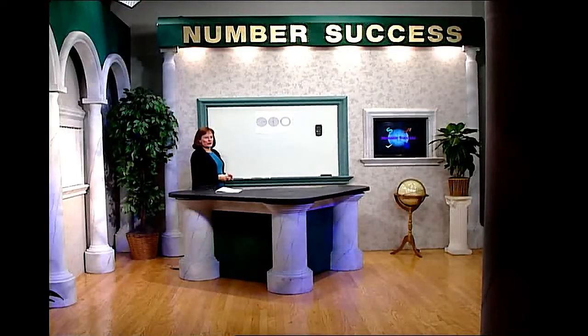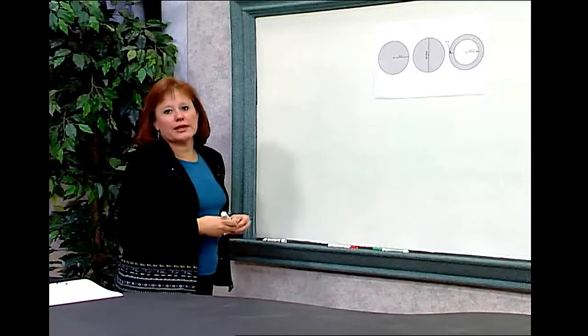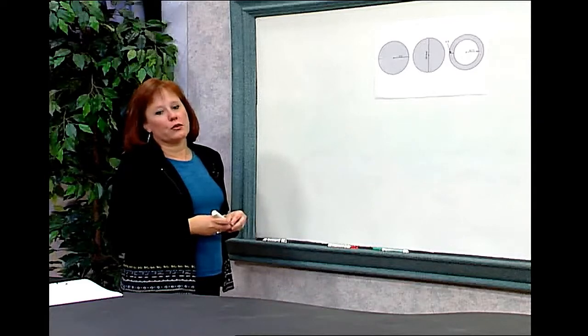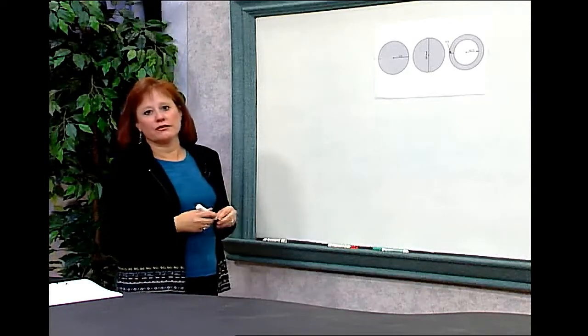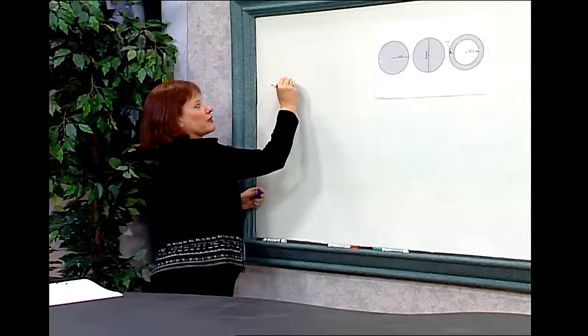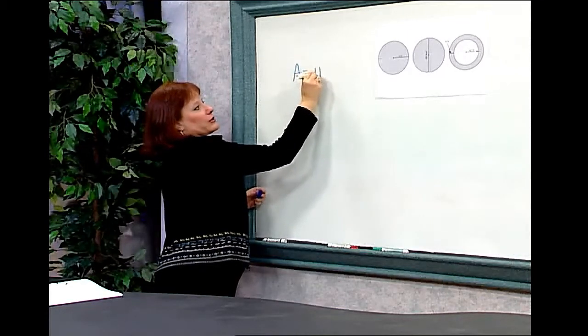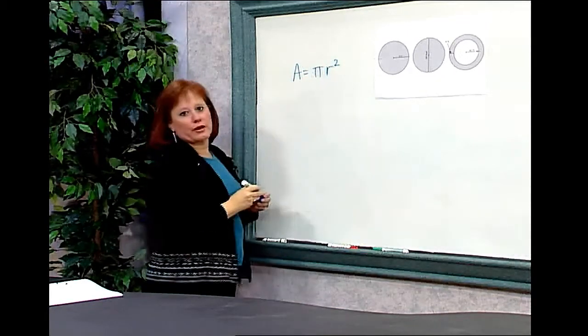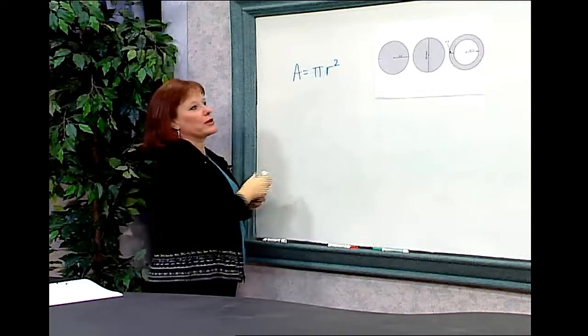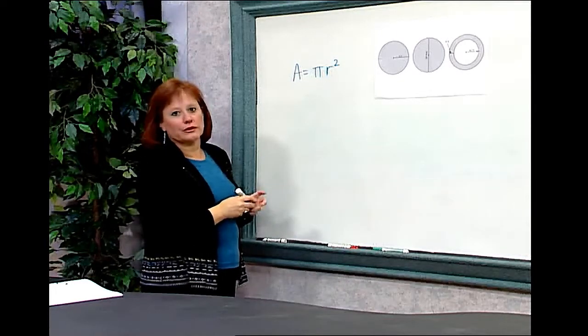Finding the area of circles. In addition to being able to find the circumference of a circle, we always want to be able to find the area of a circle. We have a simple formula for that. The area of a circle is equal to pi times the radius squared. And this will be the formula that we use for all three of the examples we're about to do.